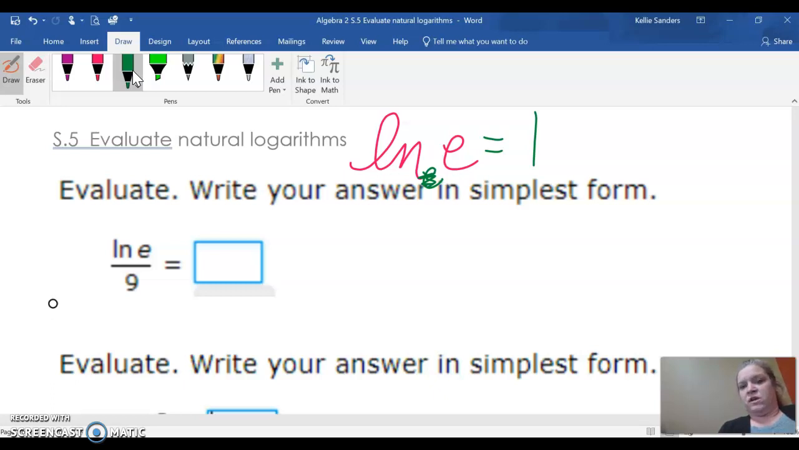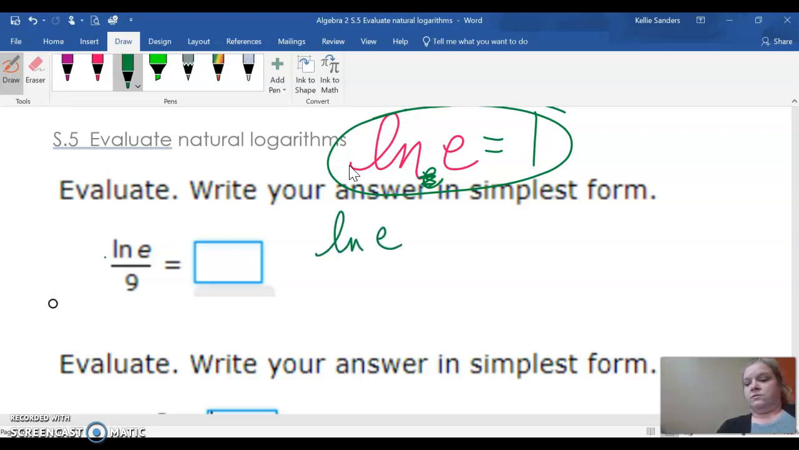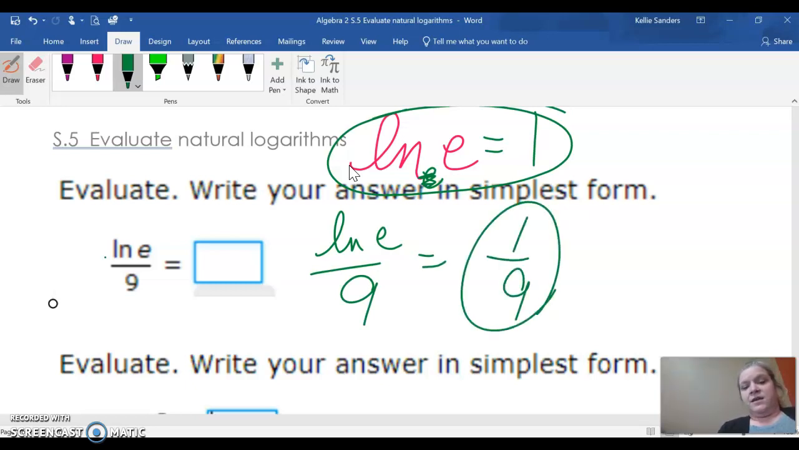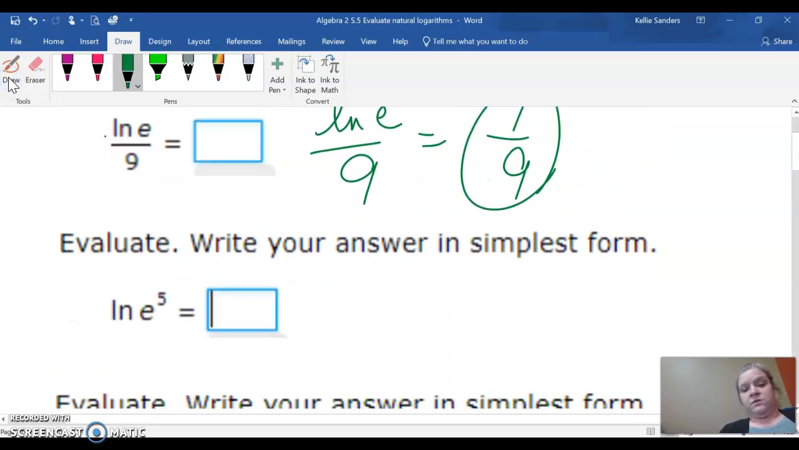Basically, they undo each other. They're inverses of each other. And so that's the thing to remember for today's lesson. So if we have natural log e over 9, then if we're evaluating, then it's just going to be 1 over 9. That does not reduce, so that's going to be your answer.